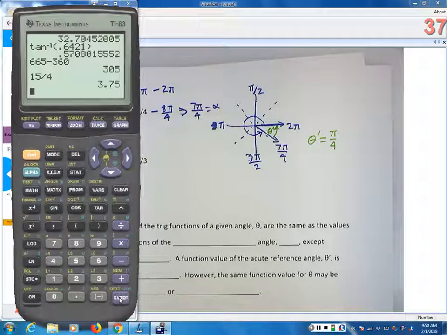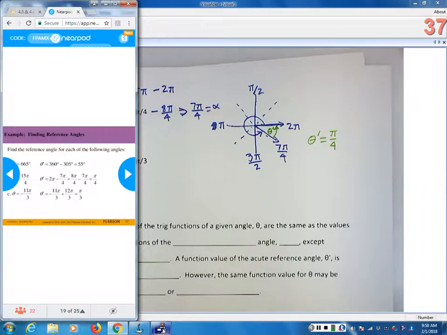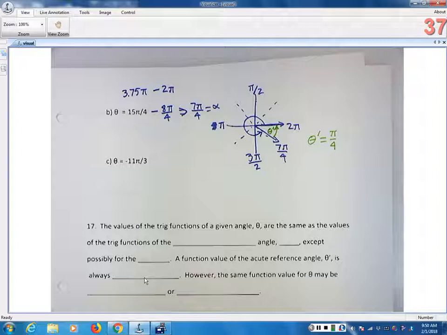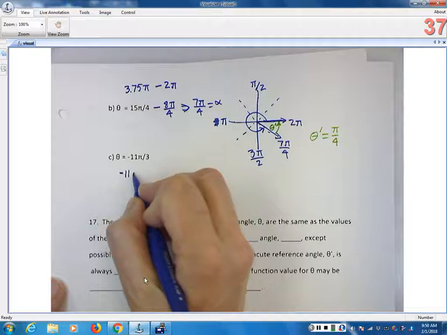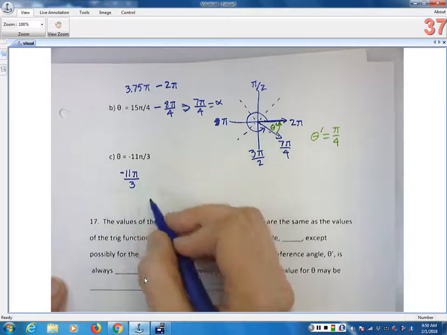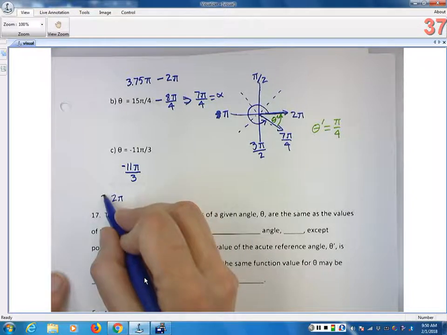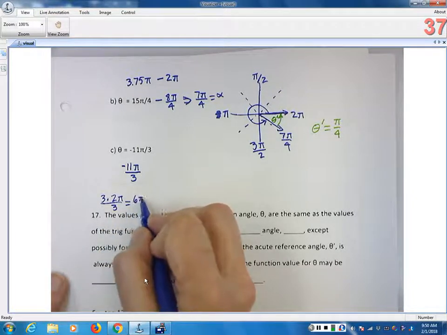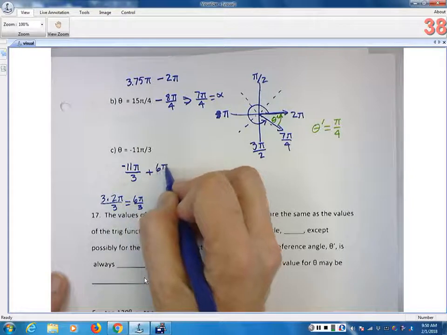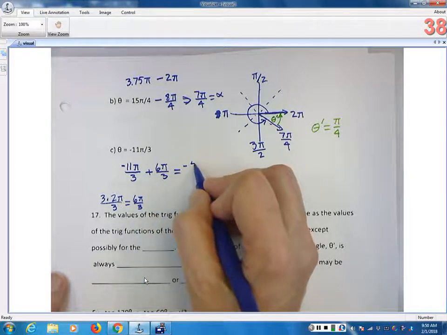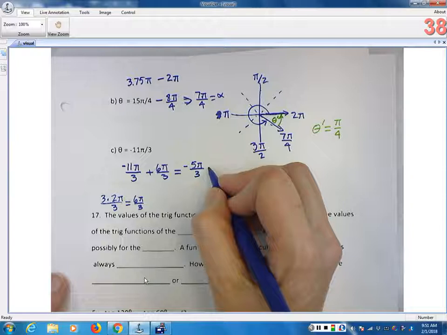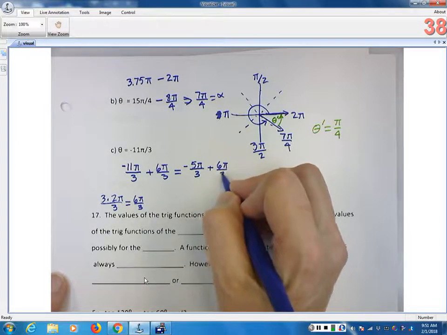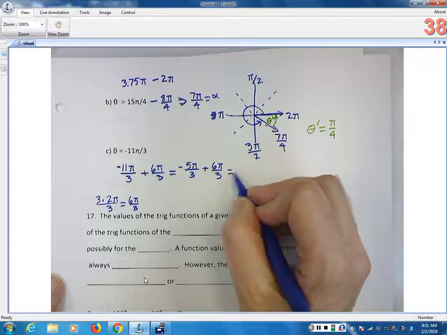All right. The next one, we've got a negative number. We want to make it positive. Minus 11 pi over 3. If we add 2 pi, which is 6 pi over 3, that's not enough. We're going to get minus 5 pi over 3. I'd rather work with positive angles, so let's add another 6 pi over 3, which gives pi over 3.